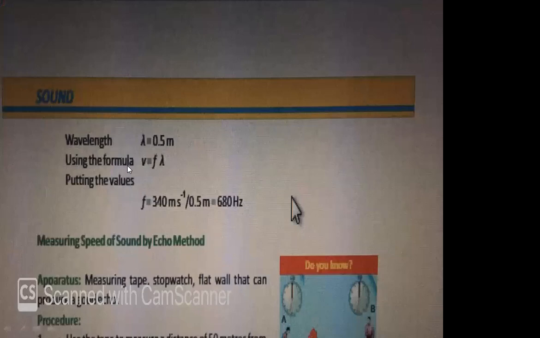Using the formula V equals F lambda, since I want to find the frequency, the frequency will be V divided by lambda. So 340 divided by 0.5, if you solve it with a calculator, you will find F equals 680. You know the unit of frequency is hertz, so our result is a frequency of 680 hertz.